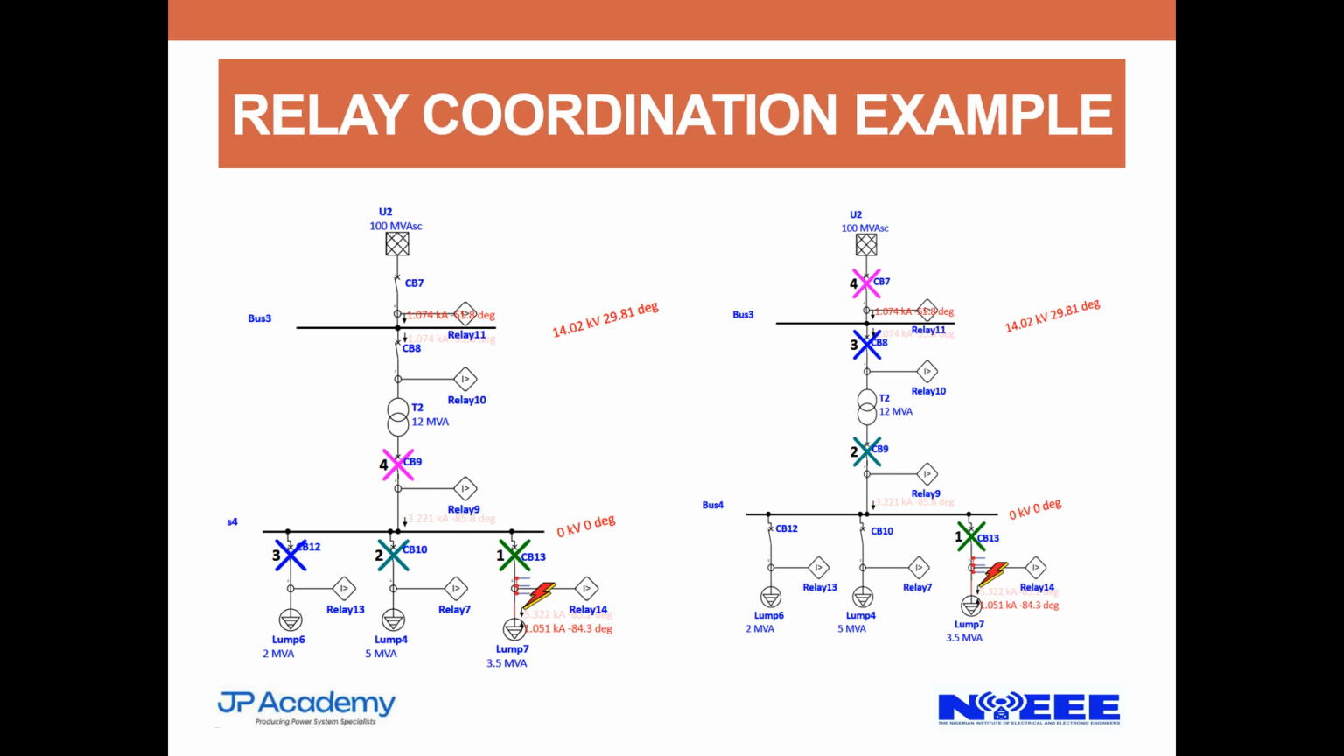But in diagram one, those two outside where it is faulted have no business operating. Those two breakers have no business operating, because the fault current is not expected to flow through them.